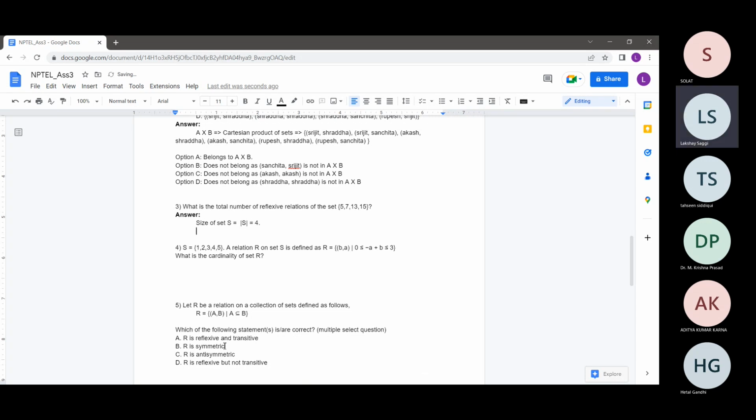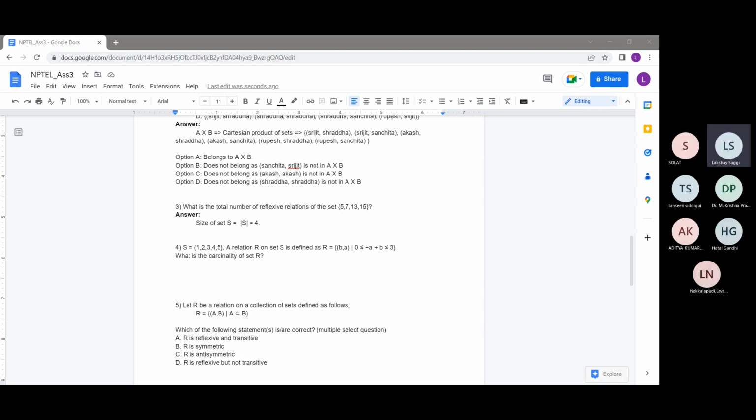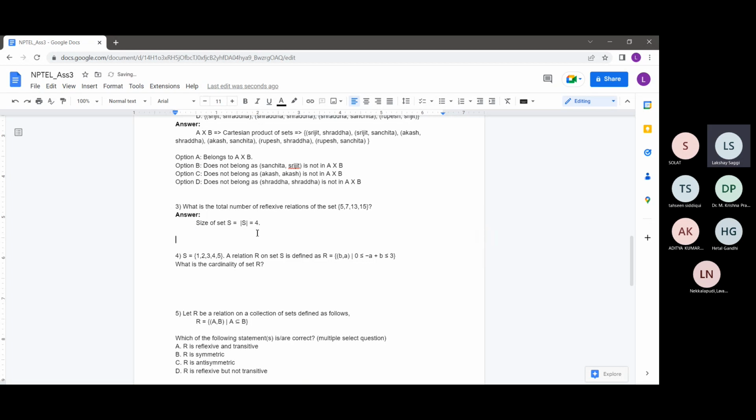Okay, I'll just come to the answer which you have put in the chat, which is wrong. 5 is not the correct answer here. You guys must have studied in the lectures the formula for computing the number of reflexive relations. So instead of the formula, I'll just write down how you can find the answer. Let's start from scratch.